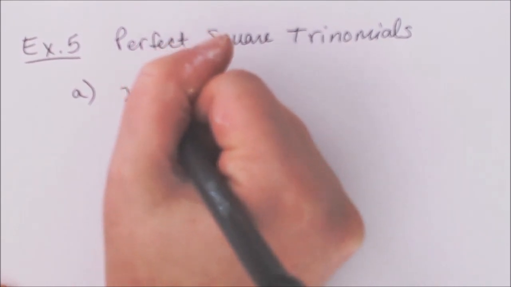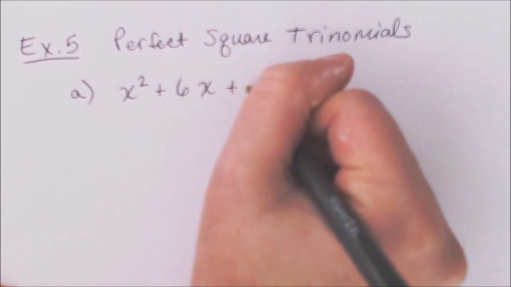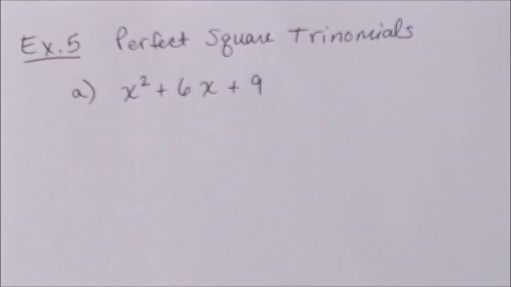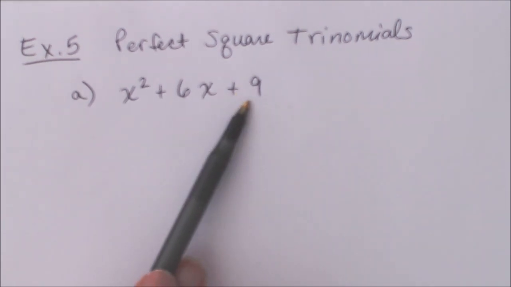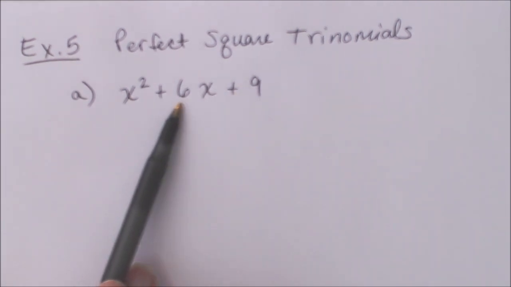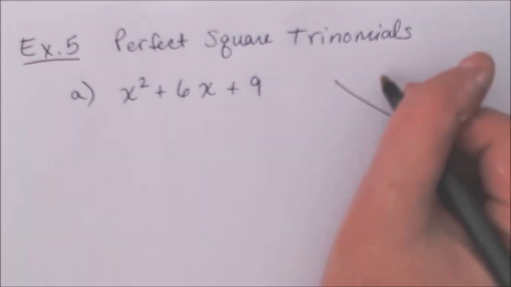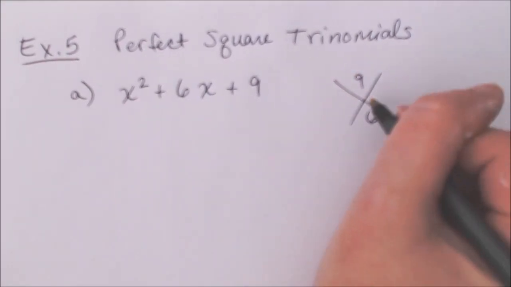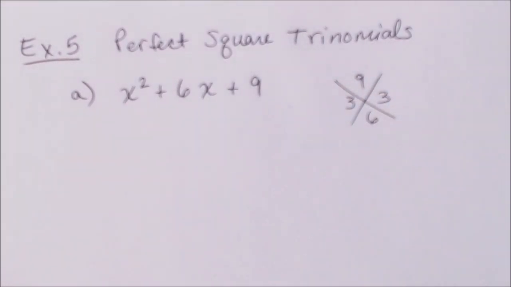So we've got x squared plus 6x plus 9. Let's start with a pretty simple example. And we could still say, okay, a is 1, so all I'm looking for are numbers that multiply to 9, add to 6. That would be 3 and 3. So this one's pretty straightforward.